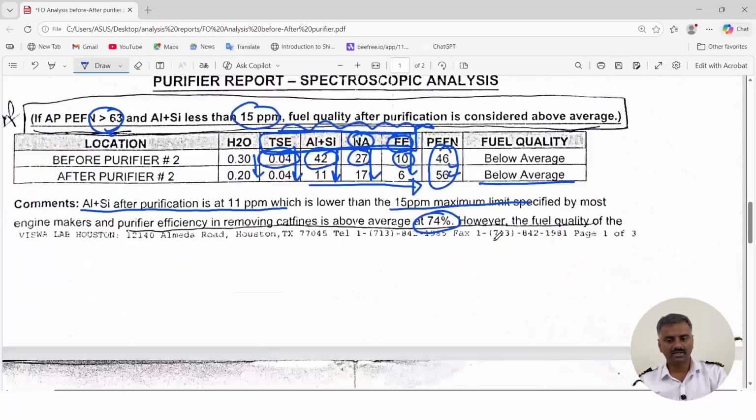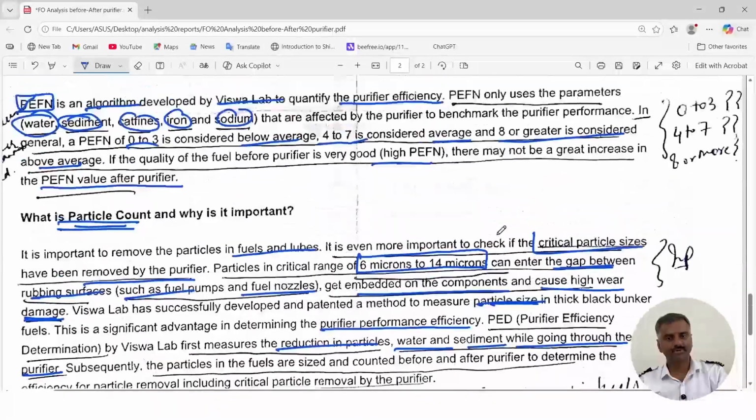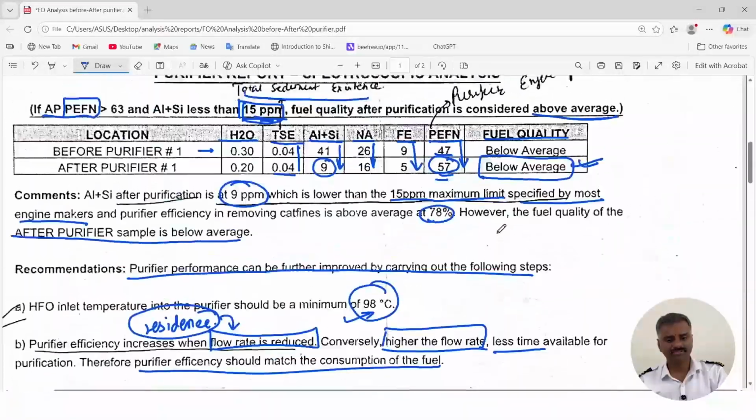So this is how a lab analysis report is generated for the purifier efficiency, which is being done on a 6 monthly basis by some of the companies. And sometimes if you have received a bad fuel and the analysis report says it's a bad fuel, then you are checking the purifier efficiency for the fuel. That time also you are sending it for the analysis report.